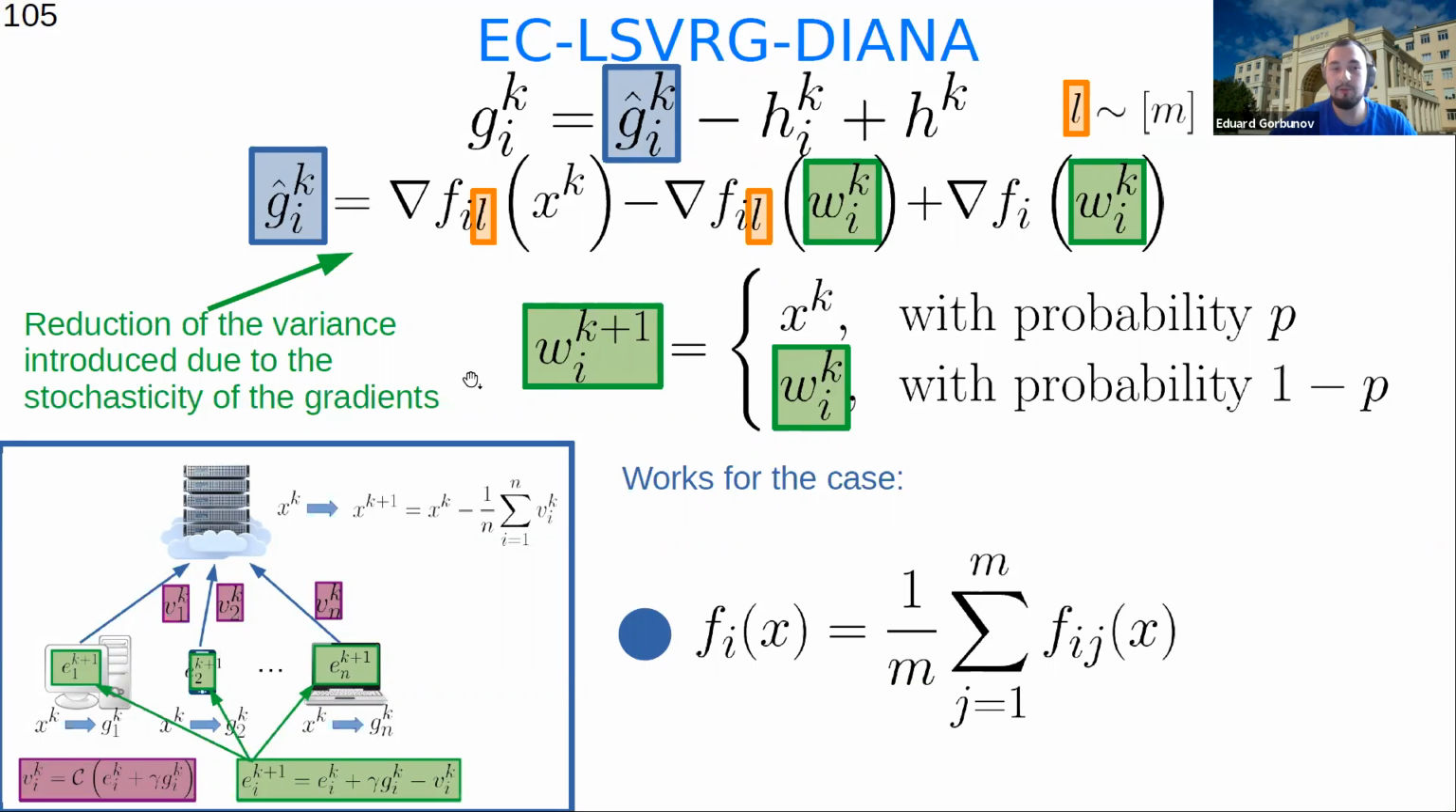These shifts are needed to reduce the variance coming from the stochasticity of the gradients, like in the classical variance reduced methods. And here we combine variance reduction in the classical sense with variance reduction coming from compressions, which DIANA does, and with error compensation.